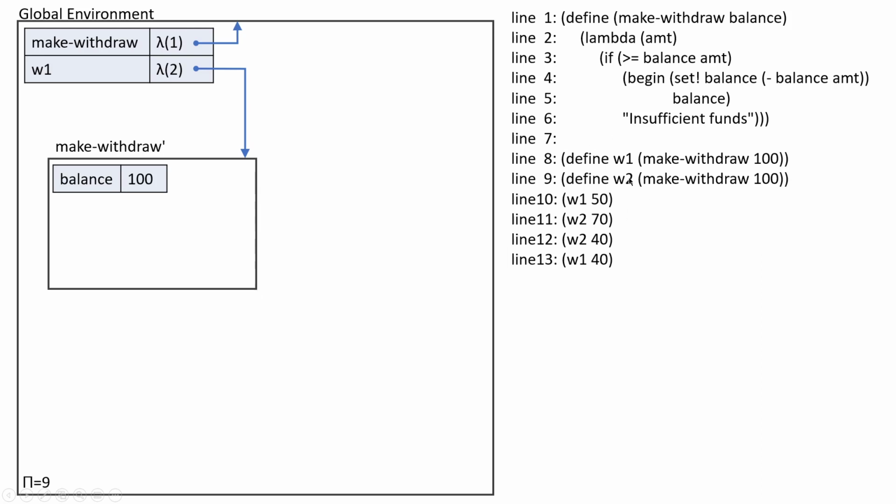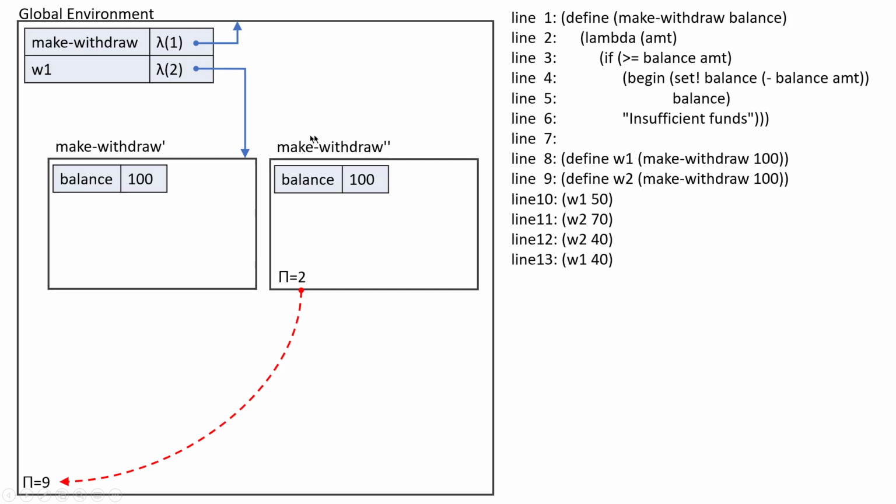Okay, and we're going to do the same thing for W2 just to show that there's independent existences between these quote-unquote objects. So we call make withdraw again with the value 100, so we get make withdraw double prime, a new instance of this variable balance, because it's in a new scope, happens to have the same value. Okay, so that's on line 2. Line 2 says construct and return that lambda, and we'll bind that to W2.